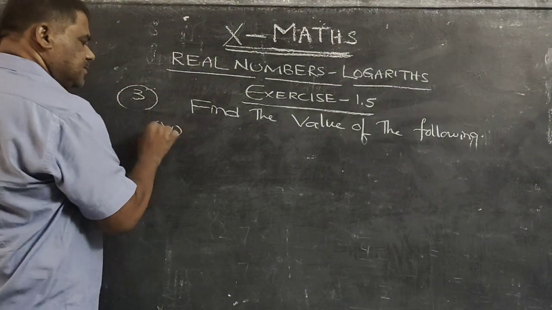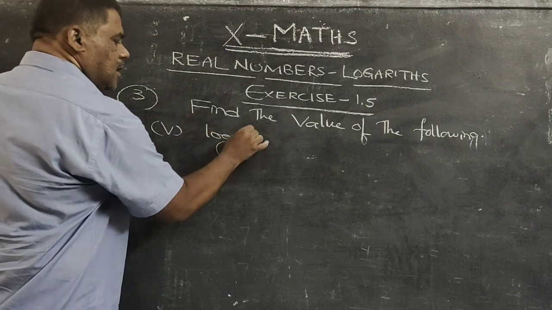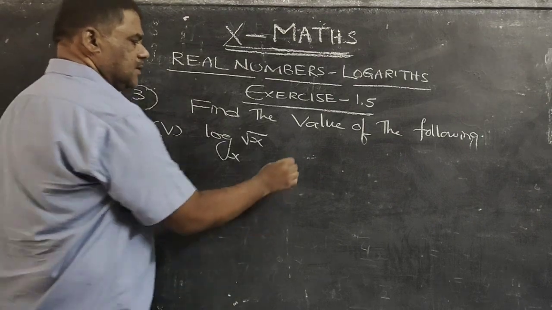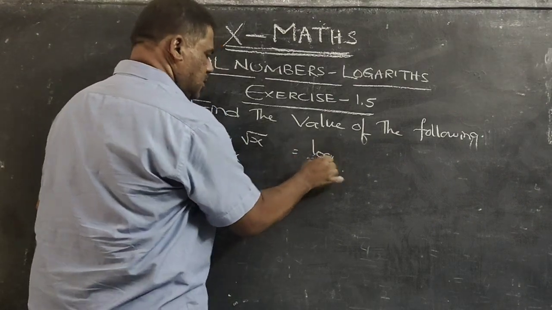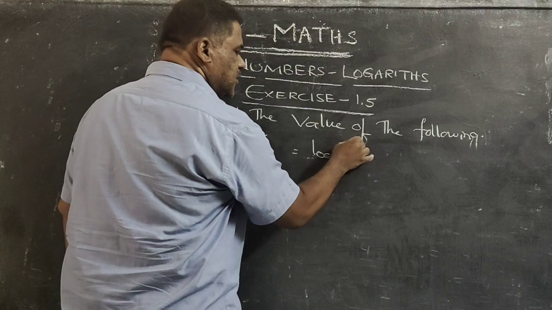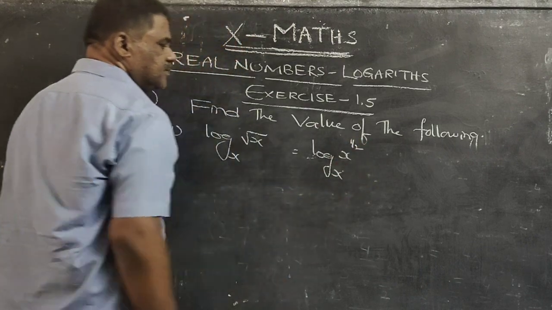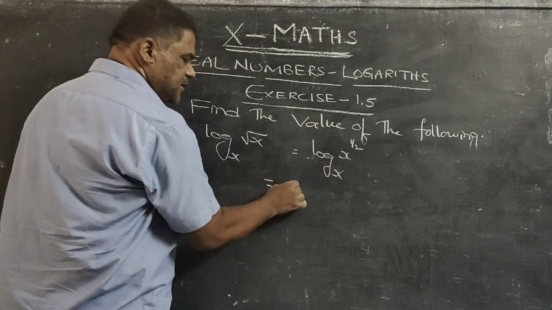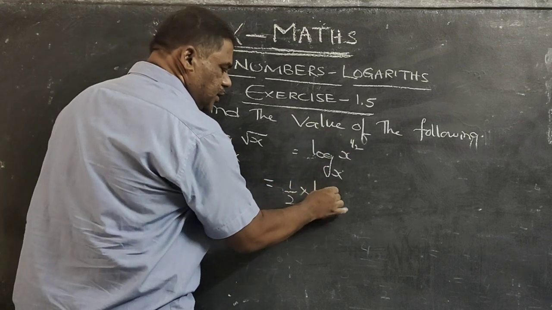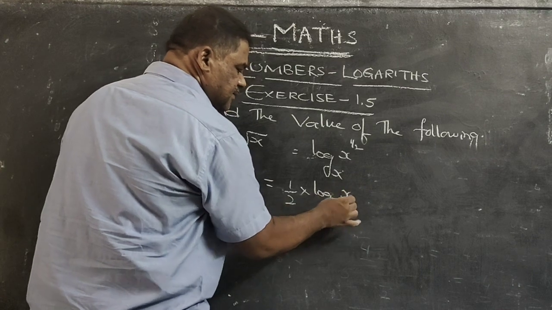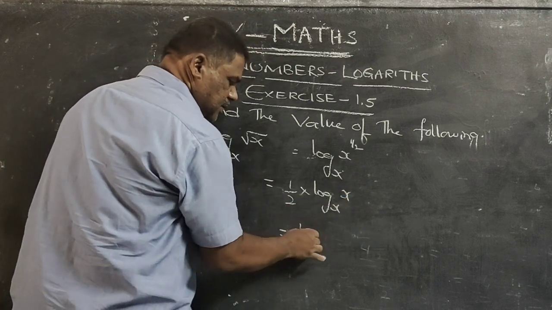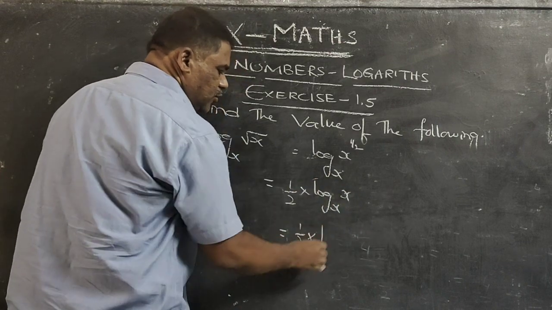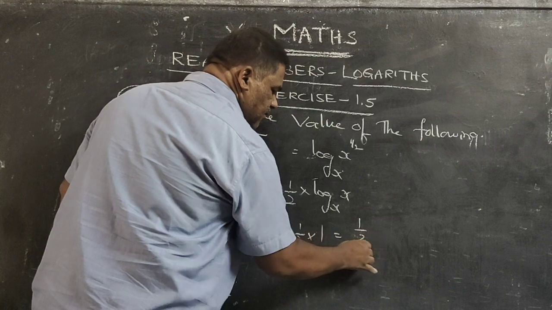Now fifth one, log root x base x. Root x means it is x to the power 1 by 2. In logarithms, if a number has power, it comes as a coefficient, so it will become 1 by 2 into log x base x. Logarithm of a number with itself as the base is 1, so 1 by 2 into 1, so the answer is 1 by 2.